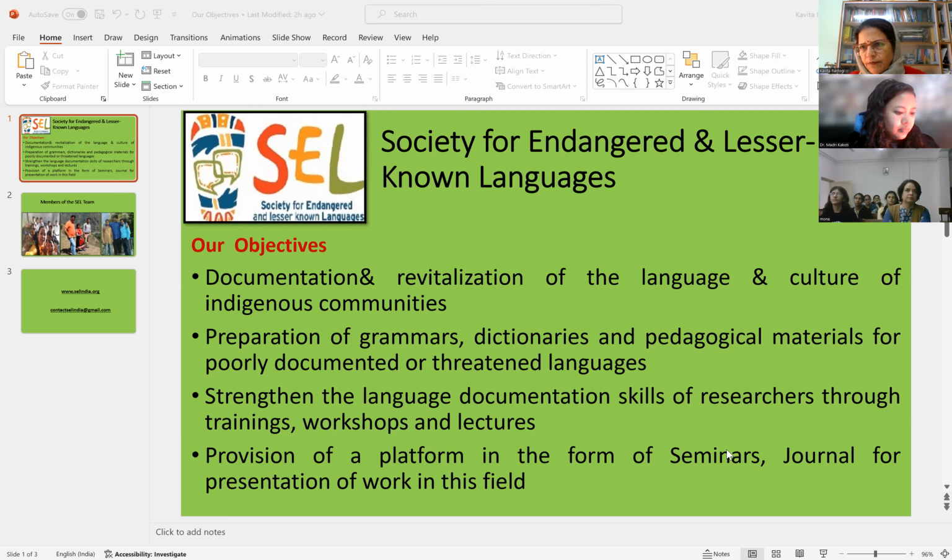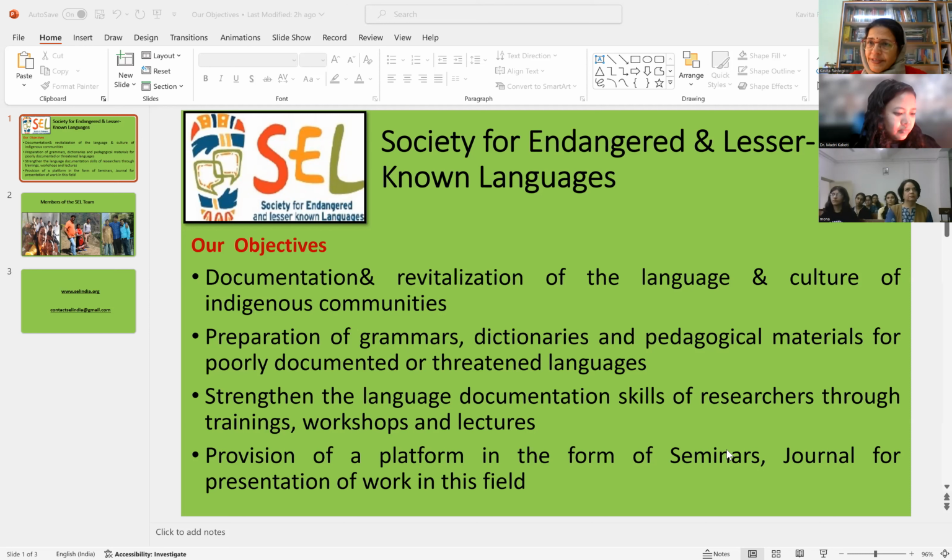So what are the objectives of this society? We try to document languages, and if a language is endangered and needs some kind of support from linguists, we try to revitalize these languages and we work with indigenous communities. When we collect data, we try to prepare grammars, dictionaries, and pedagogical materials also. Apart from this, we also try to strengthen the community people. Often we conduct workshops with community people so that they are involved in collecting data.